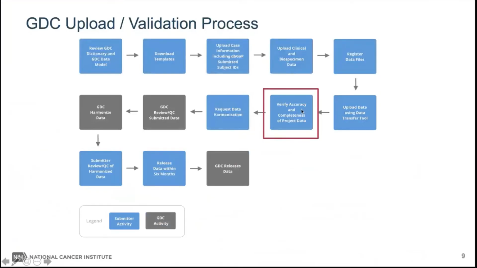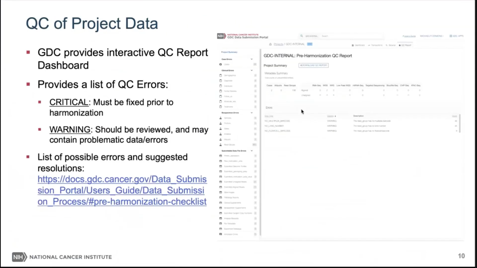So now, at this point, we need to verify the accuracy and the completeness of the project data. There are some things that don't get caught by the GDC dictionary that need to be resolved sometimes. So there's a built-in system in the GDC submission portal called the QC Report Dashboard. It provides a list of errors, and these are divided into 2 different categories. The first is critical, and that means we cannot harmonize this data if this error goes unresolved.